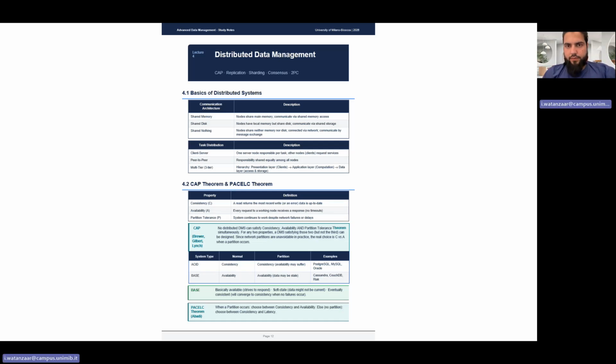Welcome to lecture number 4. So this time we are starting with the main and core lecture of the advanced data management. This topic is about distributed data management. Here we are going to discuss the important concepts about distributed data management systems.